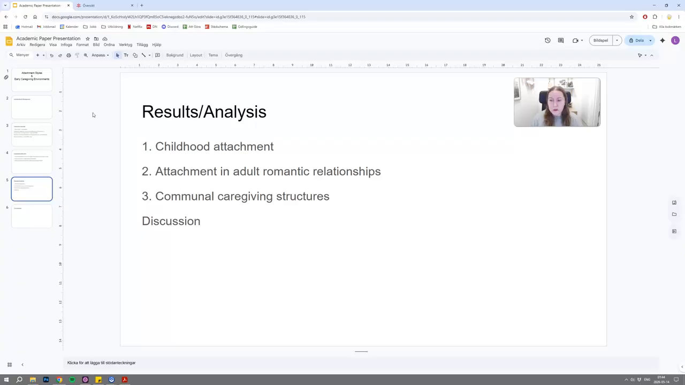So the discussion part. In the discussion part of my paper, I compared... what did I compare? Sorry, I'm blanking again. And I spent way too much time on this as well. Okay.